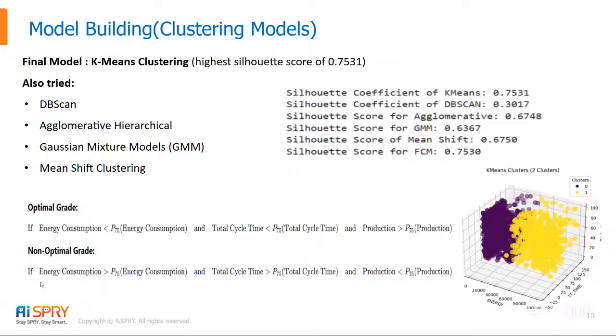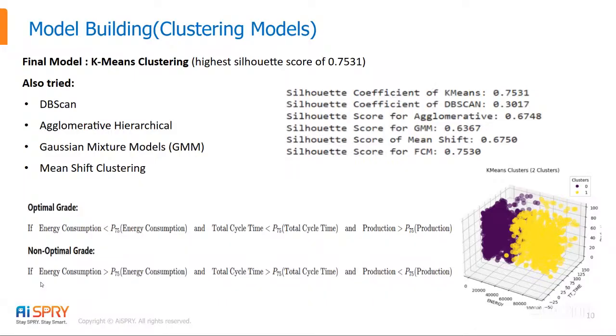A grade is optimal if energy consumption and total cycle time are less than the 75th percentile of their own column, and the production is greater than the 75th percentile of production. And if energy consumption and total cycle time are greater than the 75th percentile of their own column and the production is less than the 75th percentile, then the grade is non-optimal.